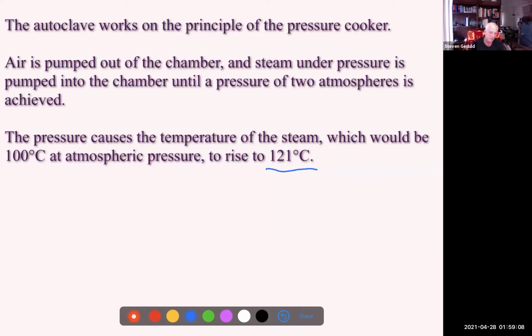Everybody remember from chemistry PV equals nRT, the old gas law? If you increase pressure, you increase temperature, if I hold the number of moles constant, R is always constant, and the volume is constant in an autoclave. So that's just PV equals nRT. If pressure increases, the temperature is going to increase. If I get up to 100 degrees centigrade and I crank up the pressure, now it's at 121 degrees centigrade.